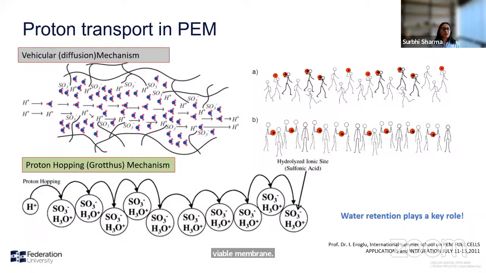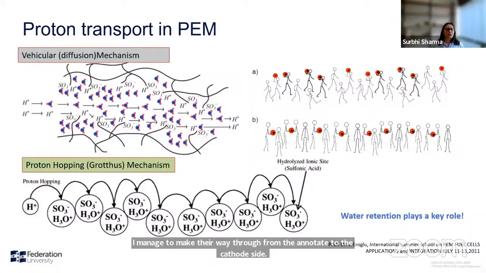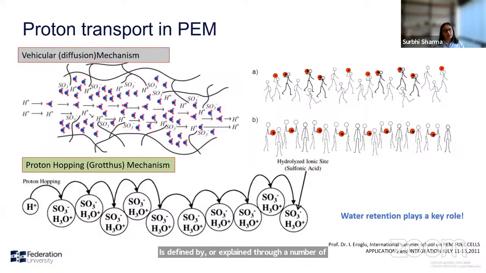Within the PEM, as I said, the main function is to conduct protons, and how these protons make their way from the anode side to the cathode side is explained through a number of mechanisms. The two main mechanisms used to explain the possible ways of proton conduction through the membranes are the vehicular mechanism, or the diffusion mechanism, and the proton hopping mechanism, or the Grotthuss mechanism. The easy way to understand these is by looking at this figure here. The top one is defining the vehicular mechanism.